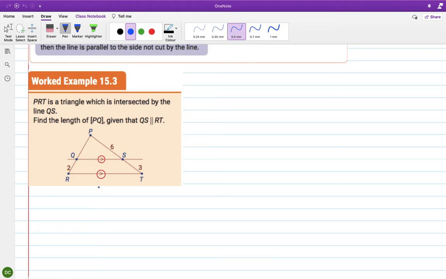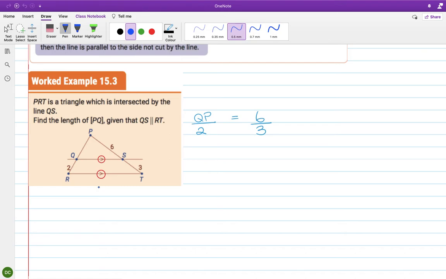Okay, so we don't know what QP is, but whatever QP is divided by 2 is equal to 6 divided by 3. Okay, can you see what I did there? I did the top on the left divided by the bottom on the left, and that has to be the same as the top on the right divided by the bottom on the right. Okay, because they're in the same ratio.